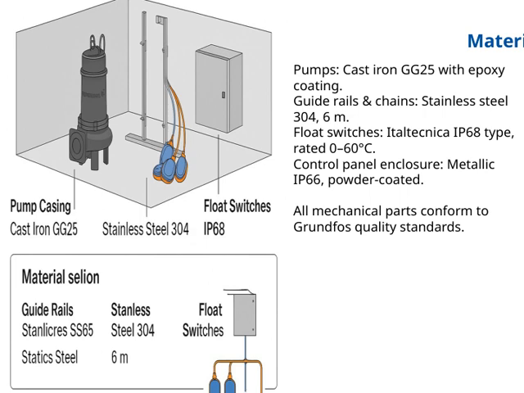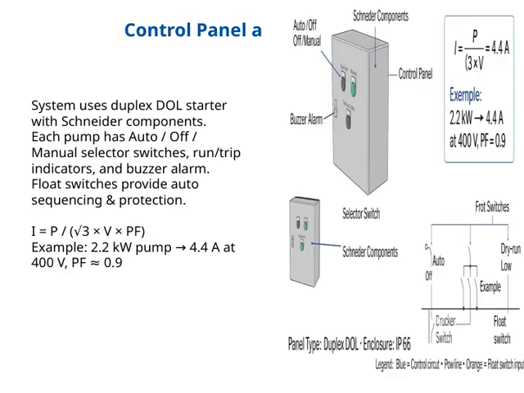The control panel enclosure is made of metallic material with an IP66 rating and is powder-coated, offering excellent protection against dust and water ingress. And of course, all mechanical parts conform to Grundfos quality standards, ensuring we meet the highest levels of performance and reliability. This careful selection of materials ties back to our overall goal of creating a system that is robust, efficient, and durable over time. Let's take a closer look at the control panel and automation system.